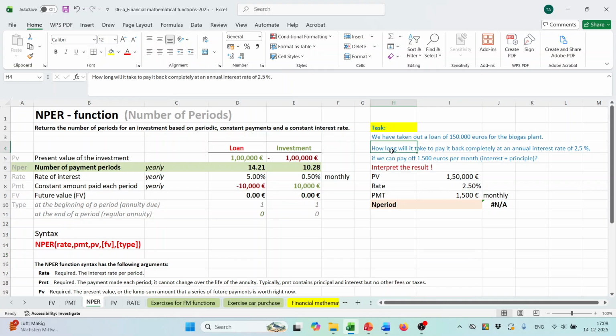How long will it take? So we need to calculate the end period, paying back completely at an annual interest rate of 2.5%. So we want to complete our debt, so the future value will be 0.